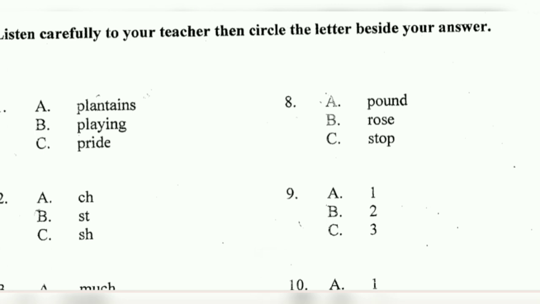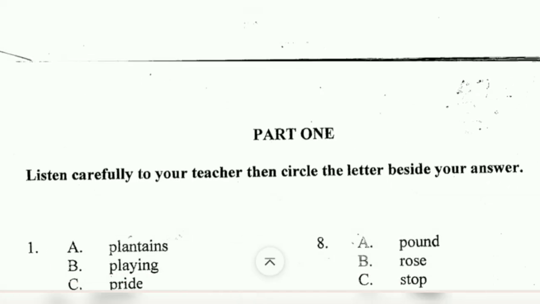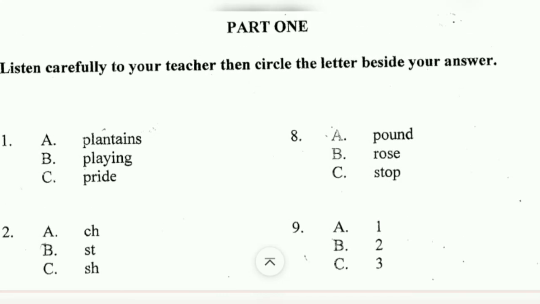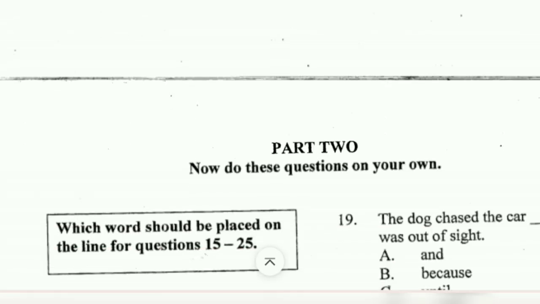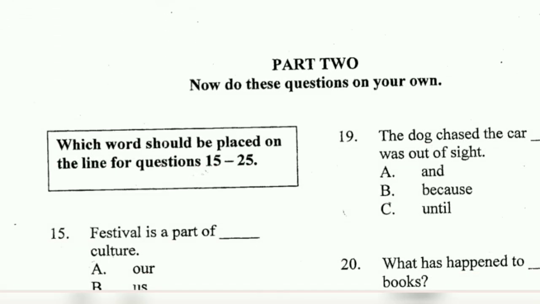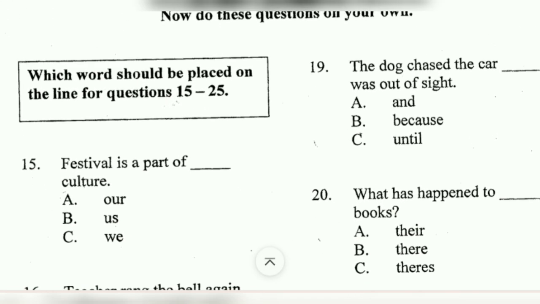So let's look at part 1. Listen carefully to your teacher, then circle the letter beside your answer. For this one again, you will have to listen to your teacher. I don't know what the teacher should be saying to you for you to select your answers. So moving on from part 1, let's go down to part 2 and see. Listen carefully again. Oh, this is another part for your teacher. Or I didn't scroll up properly. Which is it? Part 2. Now do these questions on your own. So I can work with you on the initial section, which is getting you settled in the paper. Then the teacher will have to work with you from a booklet for part 1, and then I can go with you through part 2.